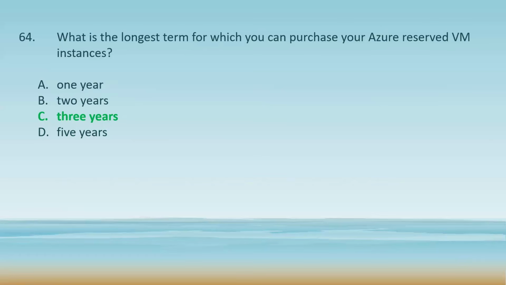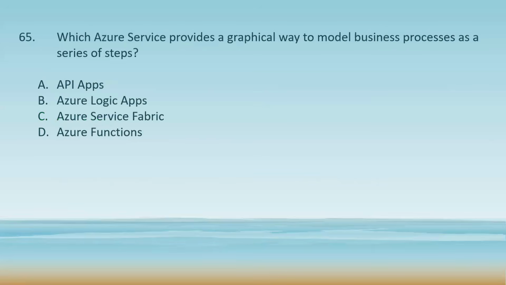Now, there can be a variation to this question where the ask is on the shortest term. And in that case, the answer would be option A, 1 year. So you need to always read the options very carefully because a slight change in a keyword will change the answer.